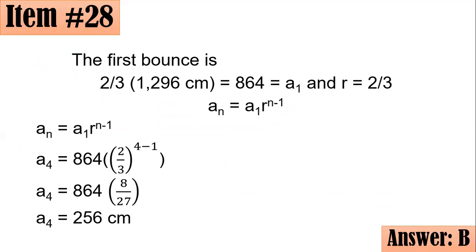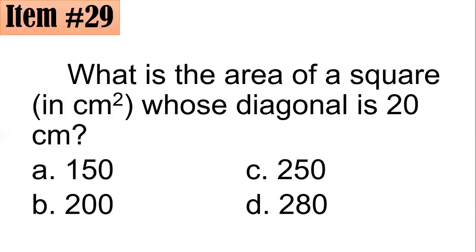Okay. Number 29. What is the area of a square in square centimeters whose diagonal is 20 cm: 150, 200, 250, or 280? What others do is look for the value of the side of a square using the Pythagorean theorem, or that of the 45-45-90 triangle.